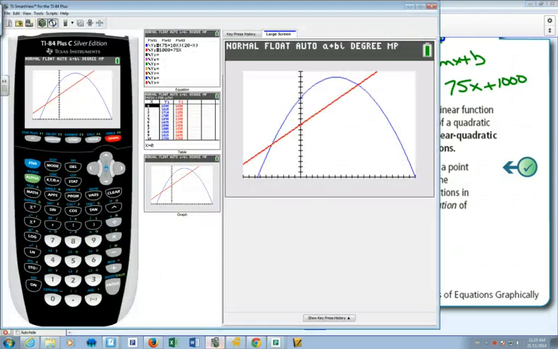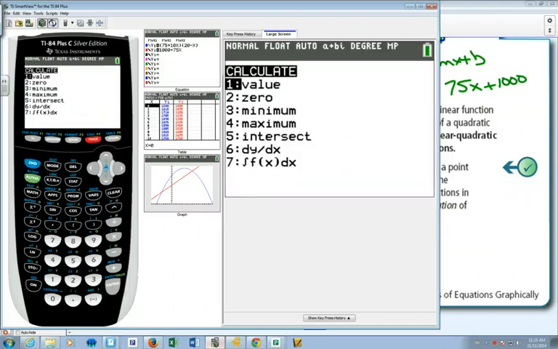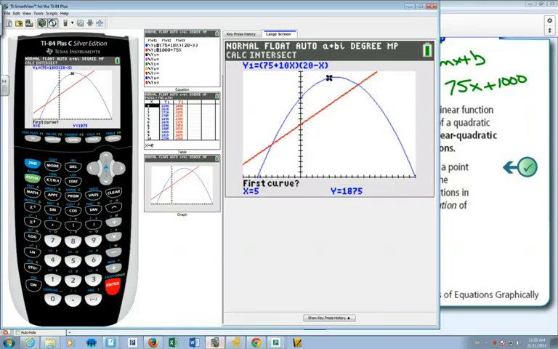So if we go back to our calculator, everything that we do to calculate for graphs is second and then the trace button. And which one do you think you're going to use to find out where they cross? Number 5, intersect. Push enter. The nice thing about the intersect function is you just have to push enter 3 times. First curve, it jumps to the second curve. It asks you to guess, and it will find the closest one.